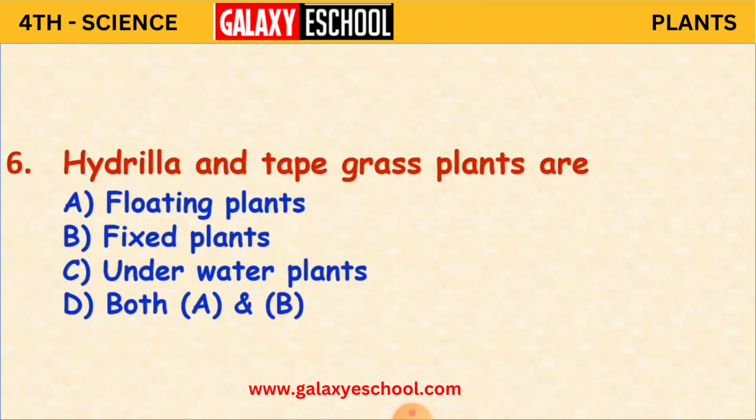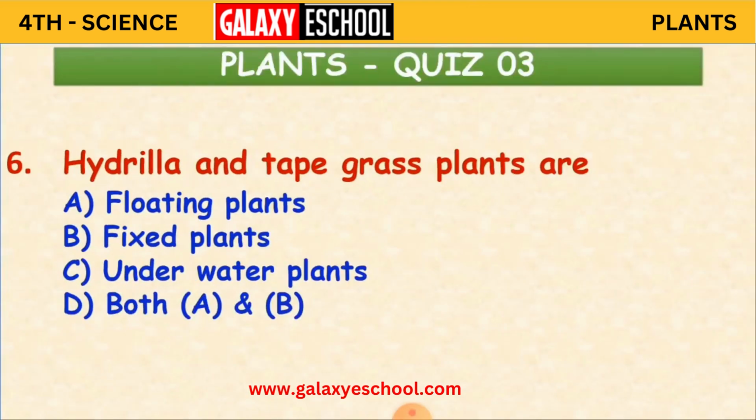Clear, children? And the next question: hydrilla and tape grass plants are. So what are they? Floating plants, fixed plants, underwater plants, or both A and B? Which is the correct answer, children? Yes, underwater plants. Hydrilla and tape grass plants are underwater plants.